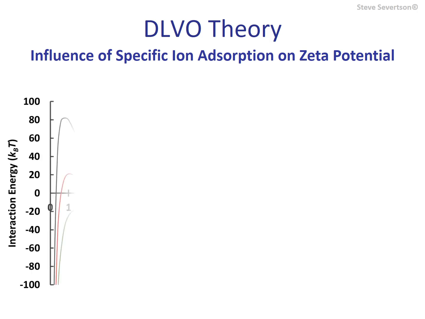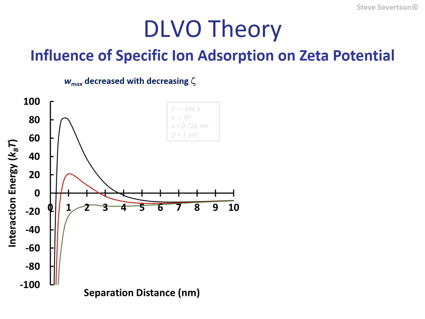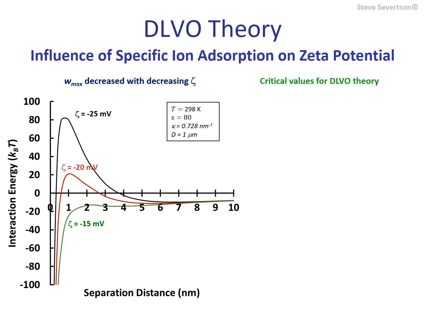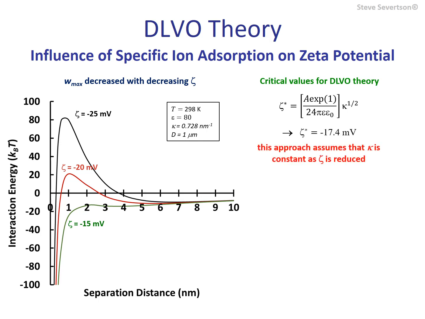Shown here are interaction energy curves for a decreasing zeta potential, with all other parameters being held constant. Returning to the DLVO critical values equation, the critical zeta potential can be calculated, which is consistent with our curves. For a large particle radius and/or a thin electric double layer, the relationship between zeta potential and surface charge reduces to that for a flat plate, as shown here.